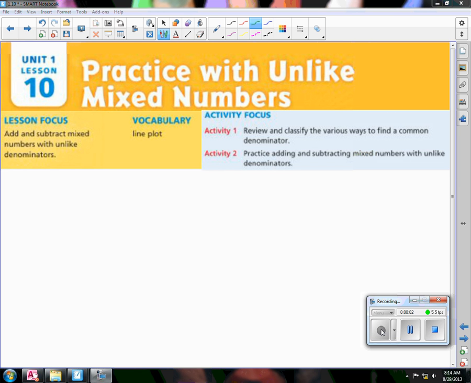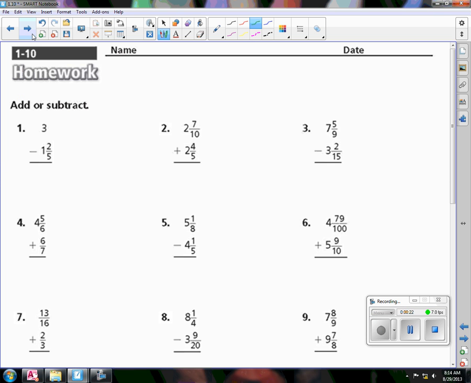Guys, this is Unit 1, Lesson 10, Practice with Unlike Mixed Numbers. This should be a complete review for you. We're going to talk about adding and subtracting those mixed numbers with like and unlike denominators, so finding those common denominators, talking about how we can find them, and then practicing adding and subtracting with them.